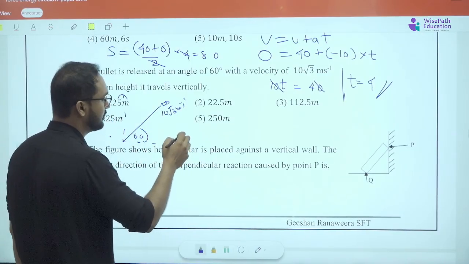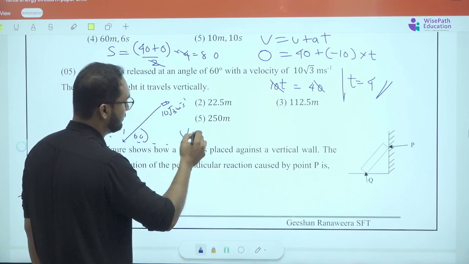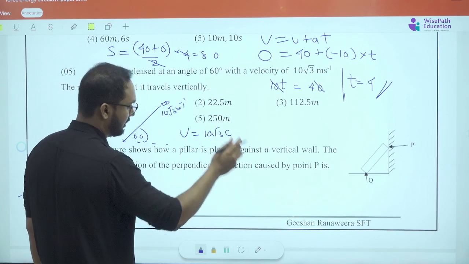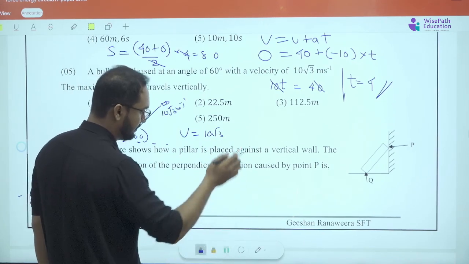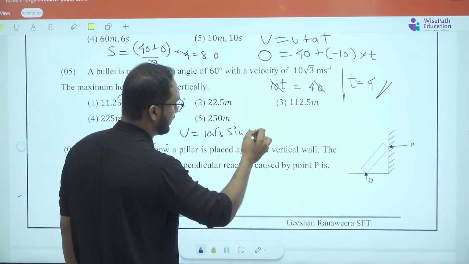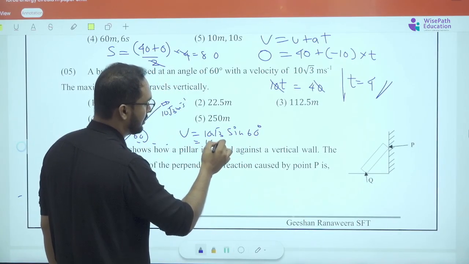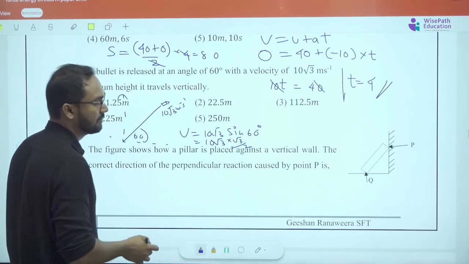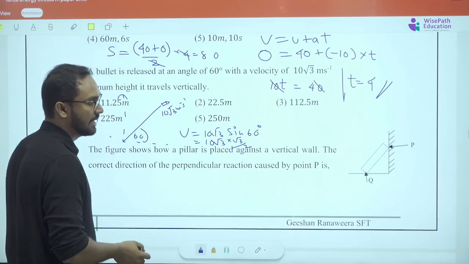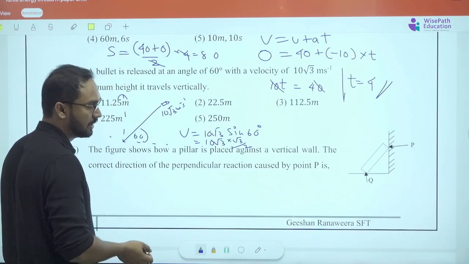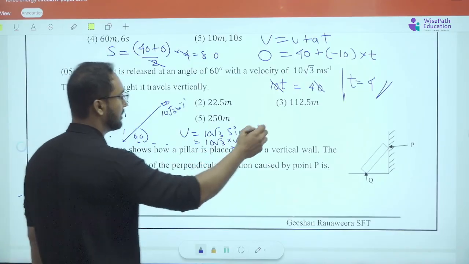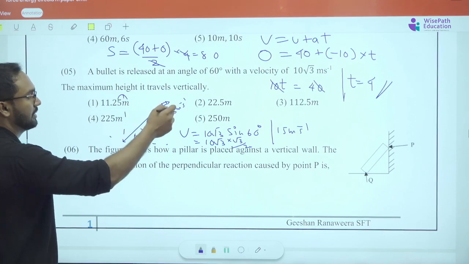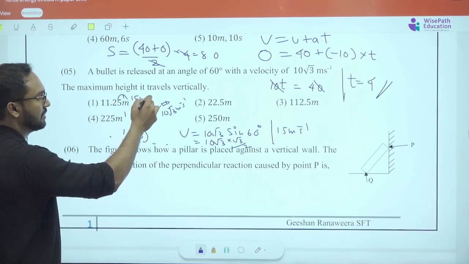So the vertical velocity component, I'll take it as v, is equal to 10 root 3 sine 60. Sine 60 is root 3 over 2. Root 3 into root 3 is 3, 3 into 10 is 30, 30 divided by 2 is 15 meters per second. Now the vertical velocity of the bullet is 15 meters per second.